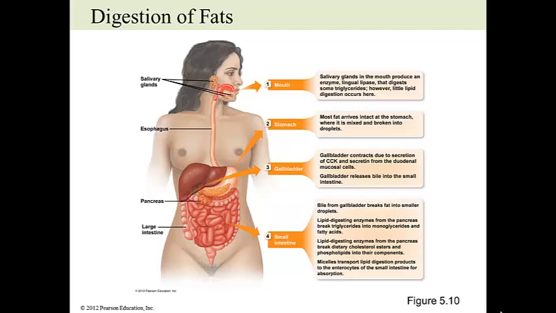Now, the lipid digesting enzymes come from the pancreas, and they help to take our large triglyceride molecules and break them down into both monoglycerides and free fatty acids. The lipid digesting enzymes from the pancreas also help break apart dietary cholesterol esters and phospholipids into their components. And once these items are broken down, compounds called micelles help transport the lipid digestion products to the enterocyte of the small intestine for absorption.